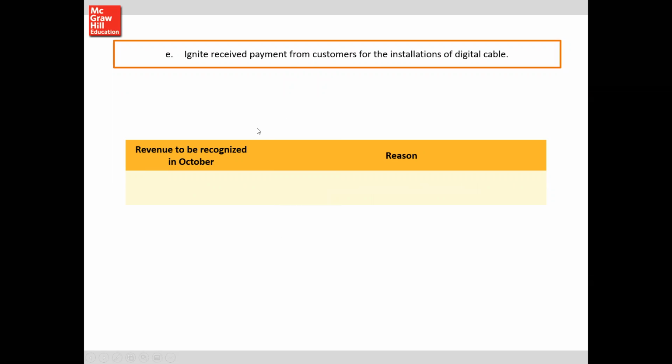All right. So this one says they receive payment from customers for installation of the digital cable. So in this case, it's like saying they billed them later. You've already recognized the revenue. So in that case, in terms of revenue recognition, it's zero. Although the cash flow would be increasing. Remember, there's quite often a timing difference between cash flow and revenue recognition. But in this case, the revenue part won't be recognized because it's already been recognized.